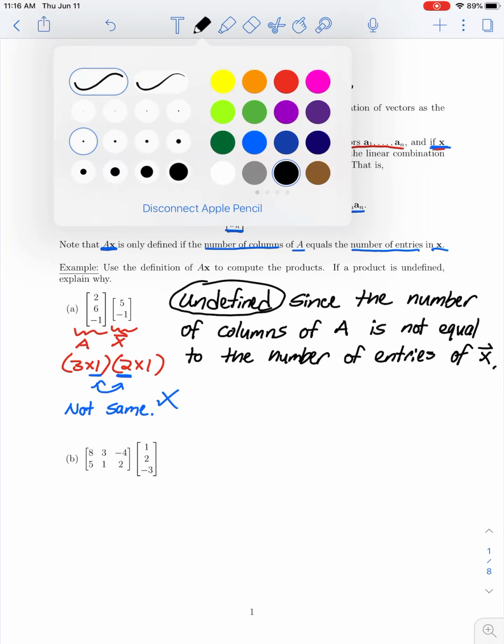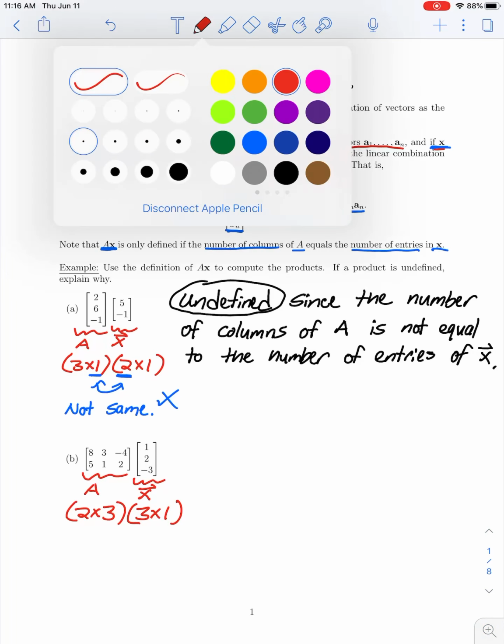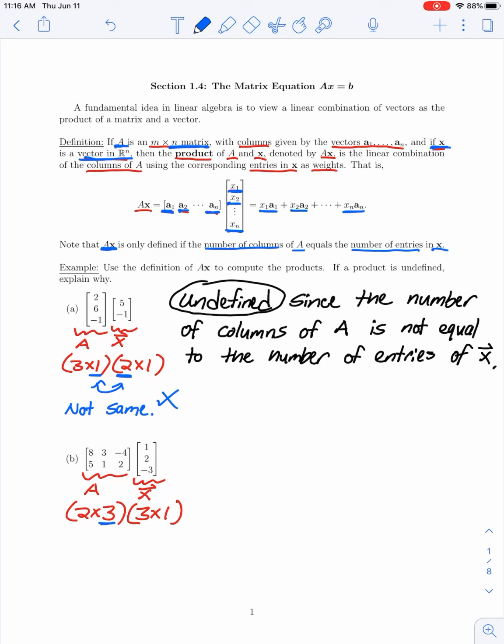In part B, we have the matrix A, which is a 2 by 3 matrix, 2 rows, 3 columns, and we're multiplying by a column vector x, which is a 3 by 1 column vector. So we see here that the number of columns of A is equal to the number of entries in x. So here, since these are the same value, our product will be defined.